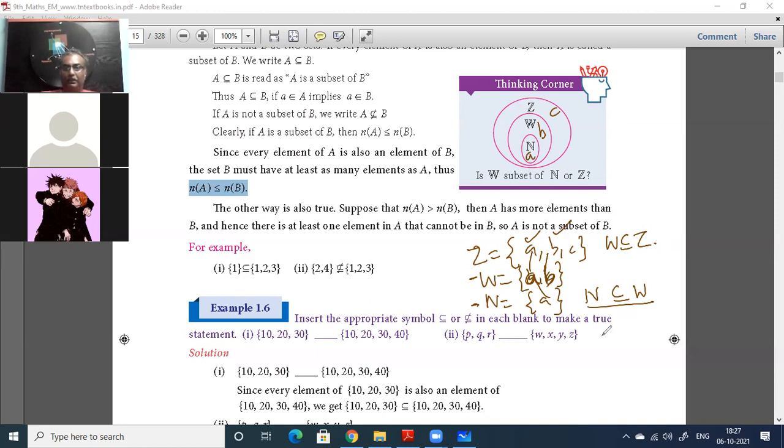Why? Because W has the element B. But N does not have that element B. B does not belong to N. So that's why. Let's go on.